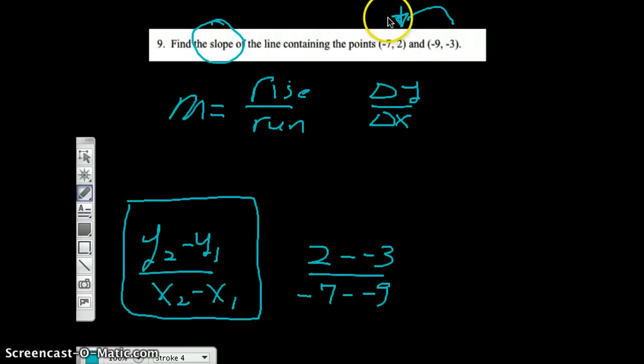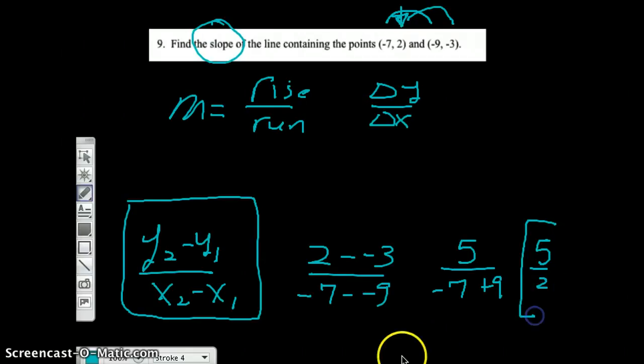Then once I go and I start at that point, I do the same thing with the x. Negative 7 minus negative 9. Now, we know that's 5, okay? Then at the bottom, it's going to be negative 7 plus 9. And we're going to rewrite that 5 over 2. Okay, that's the slope, or 2.5.